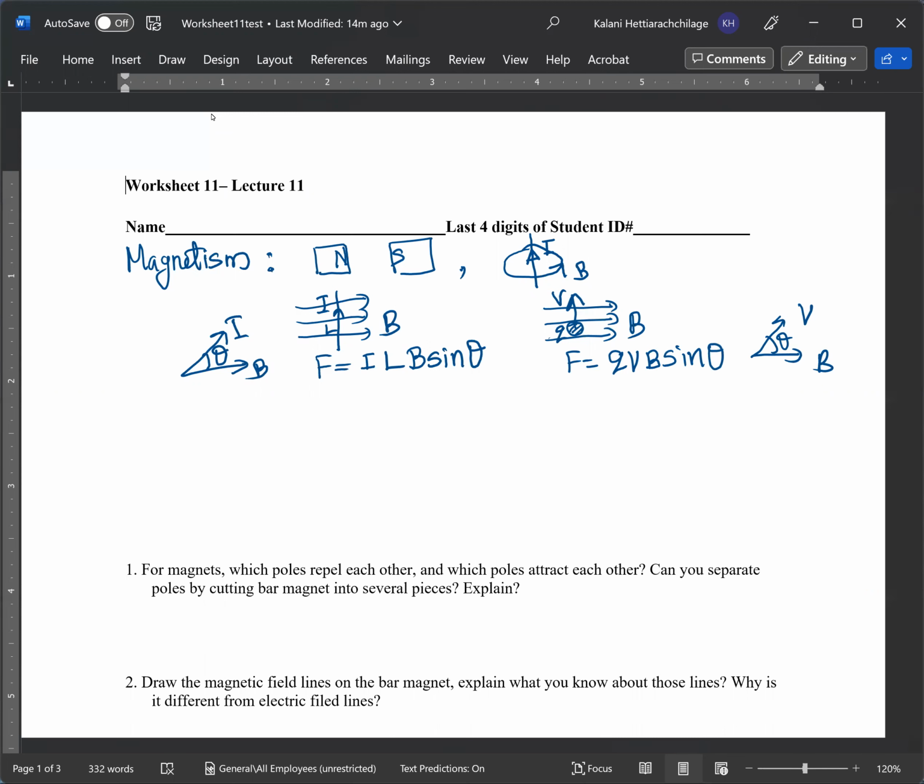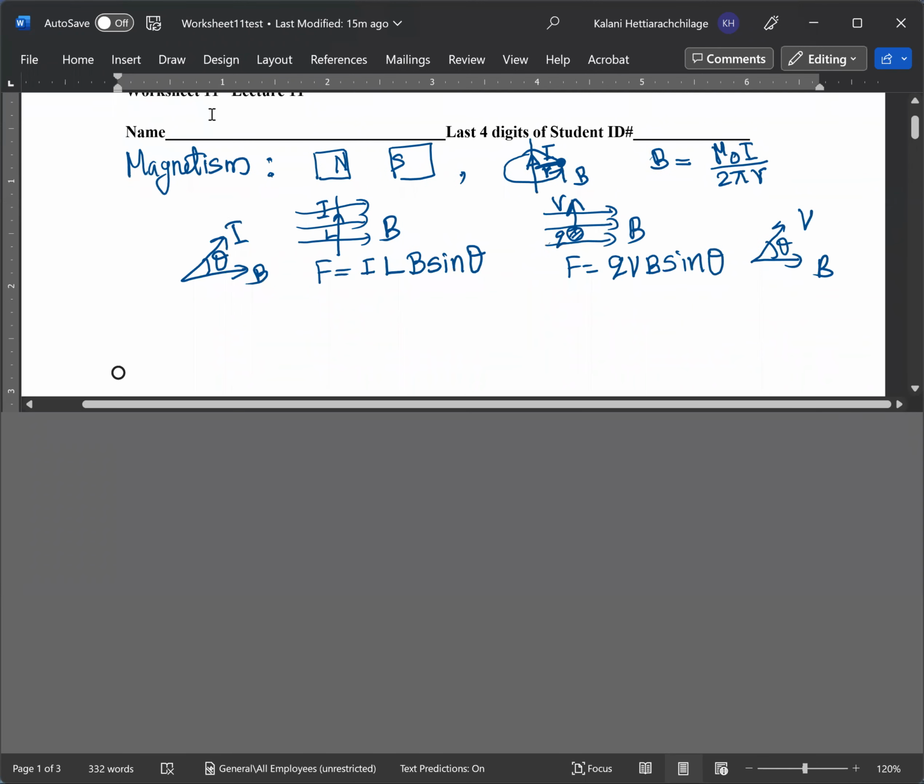Here we calculate the magnetic field of the current carrying wire. We use the constant mu naught, the permeability, which has a number in the lecture notes, divided by 2 pi, and r is the distance from the wire to your point of interest, right? So let's move into the questions and learn the other things within them.